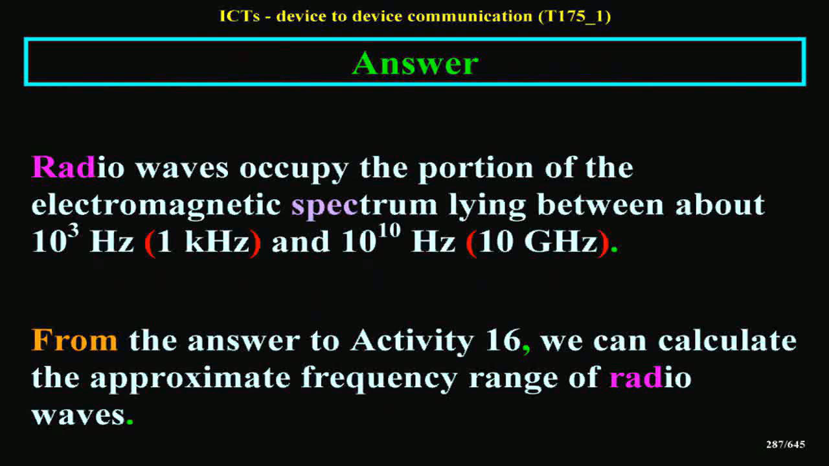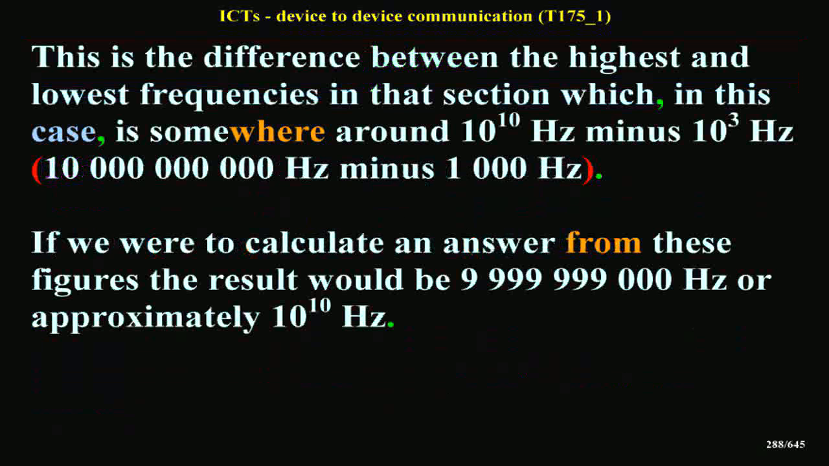From the answer to Activity 16, we can calculate the approximate frequency range of radio waves. This is the difference between the highest and lowest frequencies in that section, which, in this case, is somewhere around 10^10 Hz minus 10^3 Hz, that is, 10,000,000,000 Hz minus 1,000 Hz. If we were to calculate an answer from these figures, the result would be 9,999,999,000 Hz, or approximately 10^10 Hz.